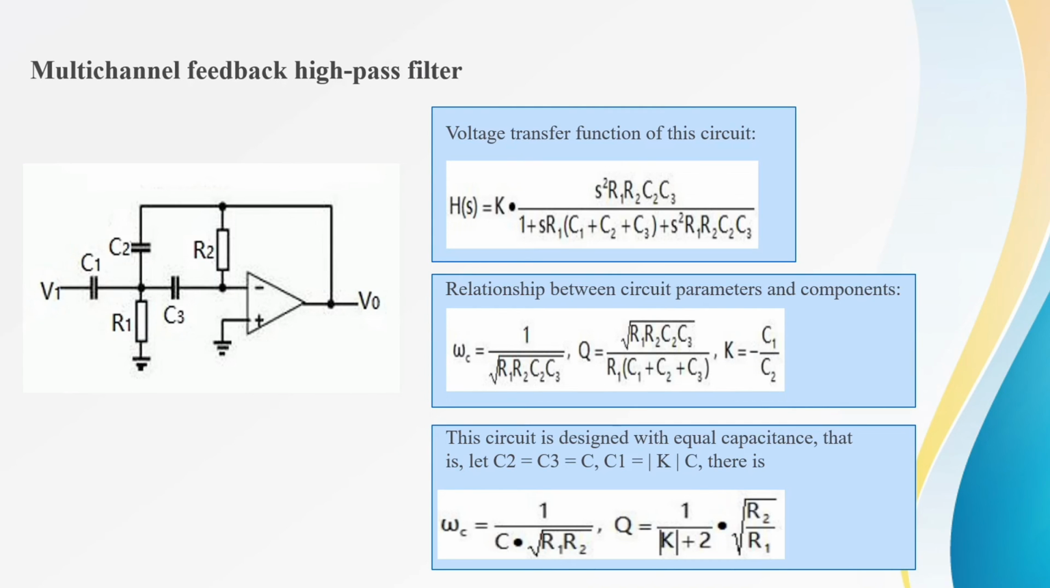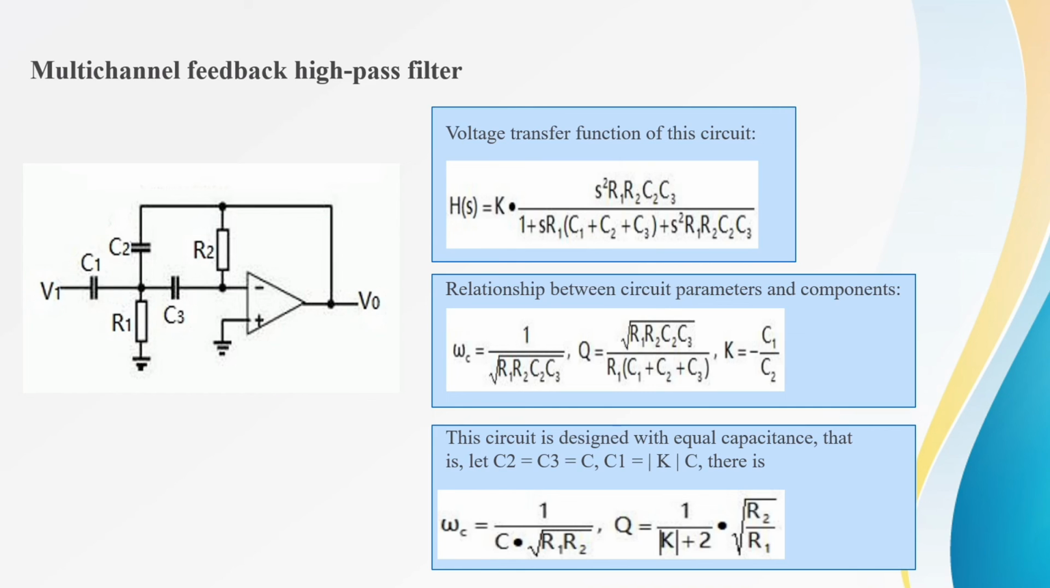This is the multiple feedback high-pass filter. Voltage transfer function of this circuit, H(s) equals K s squared R1 R2 C2 C3 over 1 plus sR1 (C1 plus C2 plus C3) plus s squared R1 R2 C2 C3.